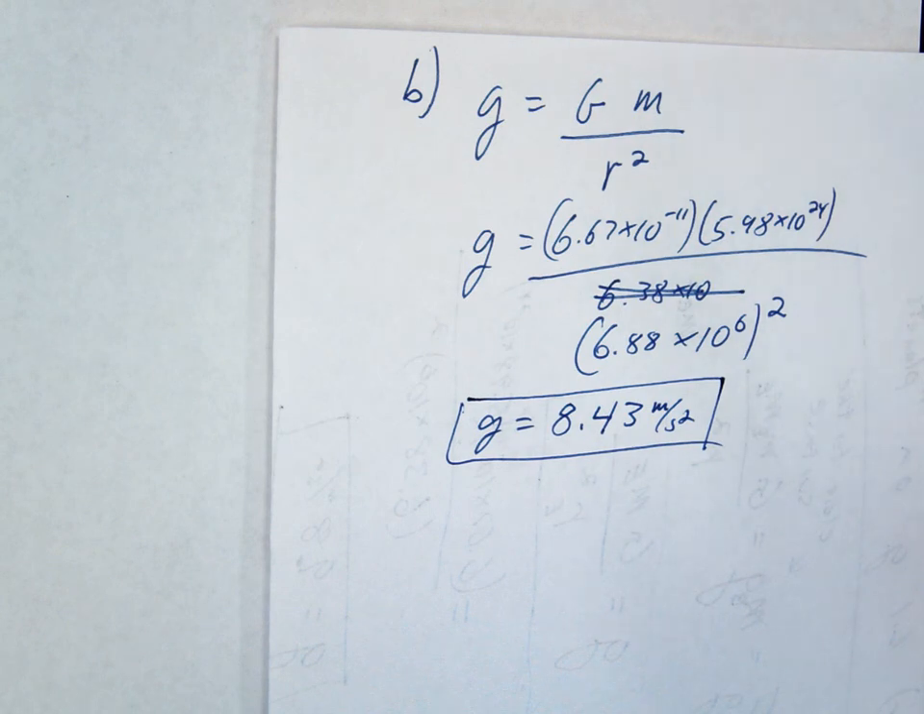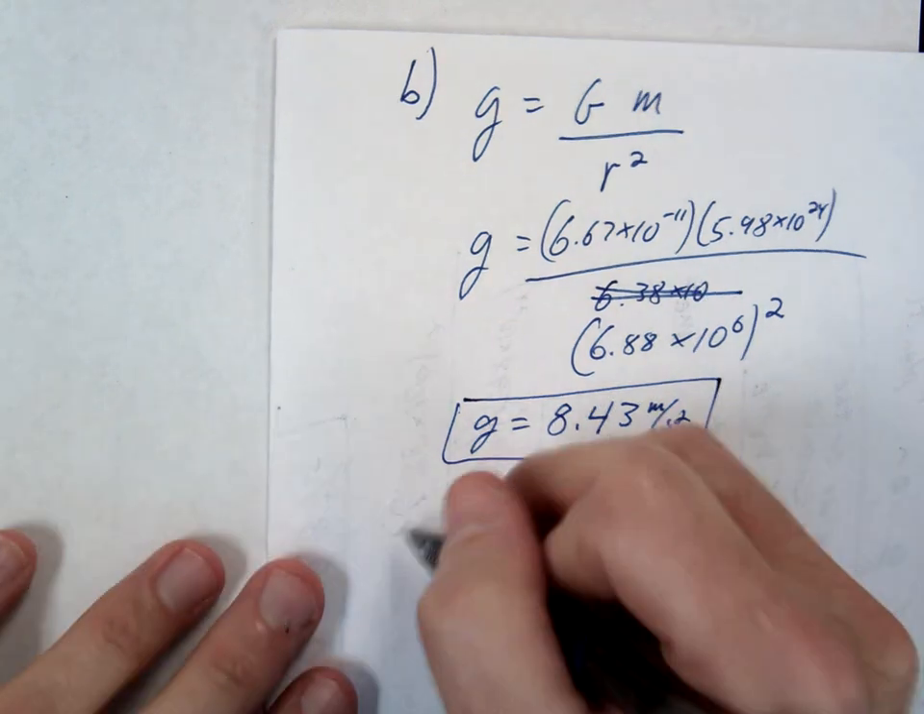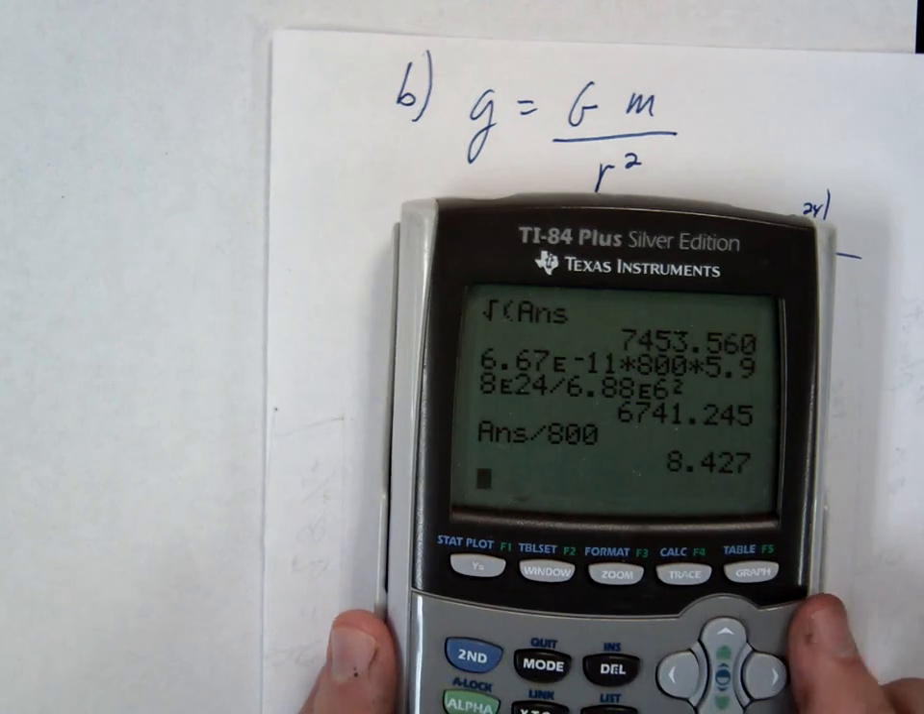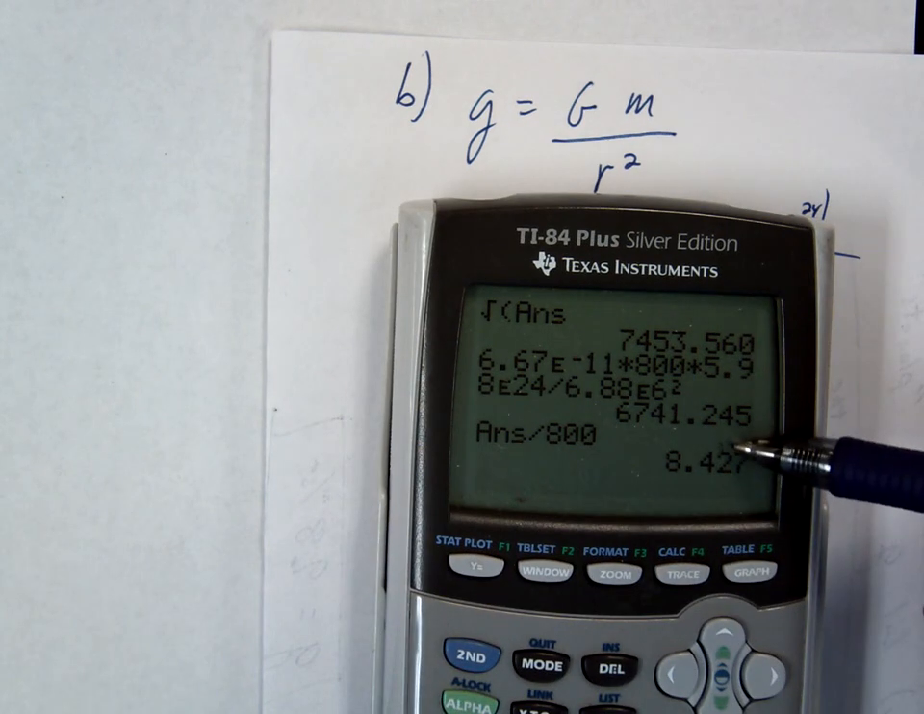Because we already found FG, can we just say FG is equal to mg and just solve for g? Yes. So you could take the answer that you previously got, divide by the mass of the satellite, and you should come up with the same answer.